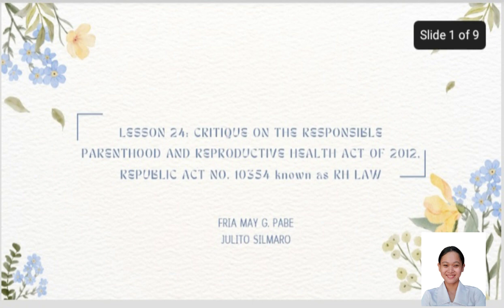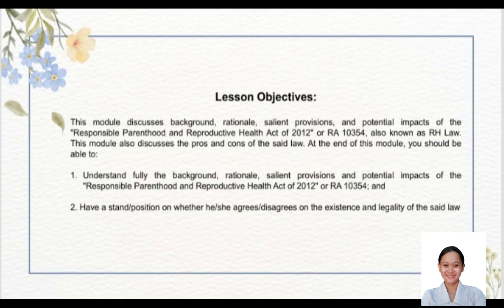I am going to report Lesson 24, Critique on the Responsible Parenthood and Reproductive Health Act of 2012, Republic Act Number 10354, known as the RH Law. The objective of this topic is this module discusses the background, rationale, salient provisions, and potential impacts of the Responsible Parenthood and Reproductive Health Act of 2012 or RA 10354, also known as the RH Law. This module also discusses the pros and cons of the said law.